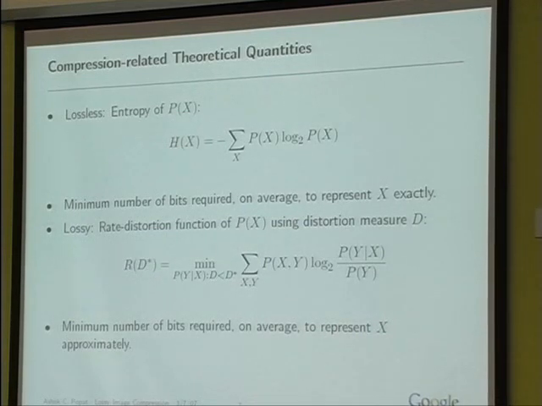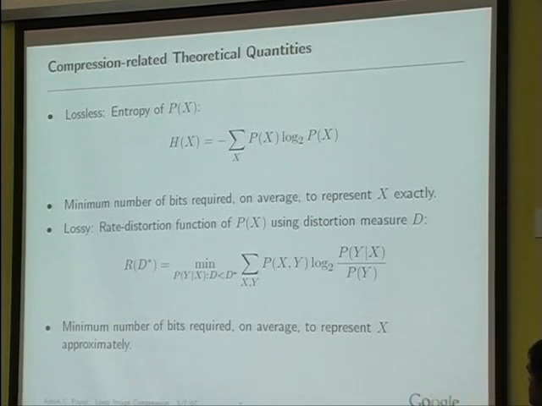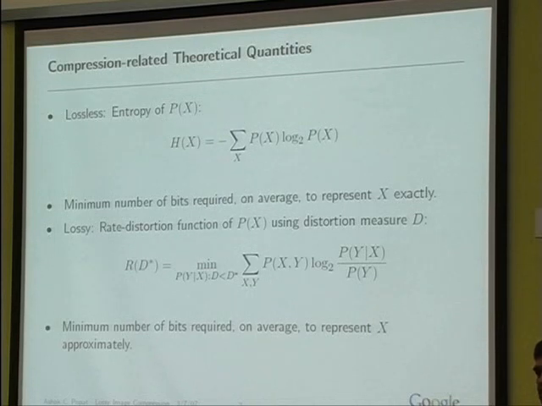It's a little bit more complicated, and instead of a single point, it's actually a curve. It's called the rate distortion function. And it takes two things to compute the rate distortion function. One, again, you need a probability model of the source, so that's the P of X. But then you also need a distortion measure, and that distortion measure has to satisfy certain conditions in order for you to be able to plug it into this framework.